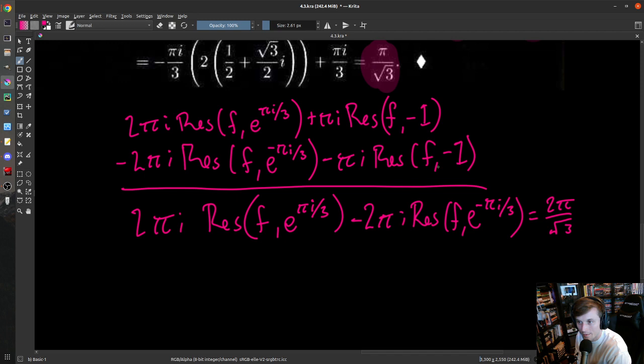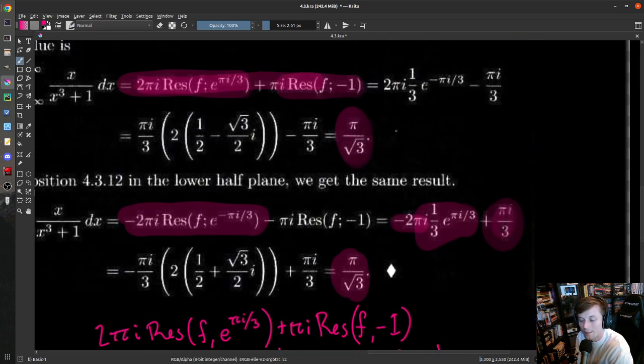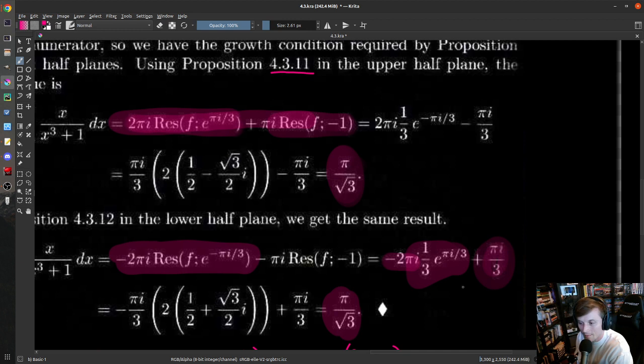Wait, did I make a mistake? I'm sorry, guys. I didn't have this part written down beforehand. Let me make sure I'm not. Did they mention this part in your book? They may not. I don't think they do. Oh, okay. I'm revealing my ignorance right here. I must have made a mistake in my calculation right there. Maybe I didn't. Maybe I'm just being dumb.